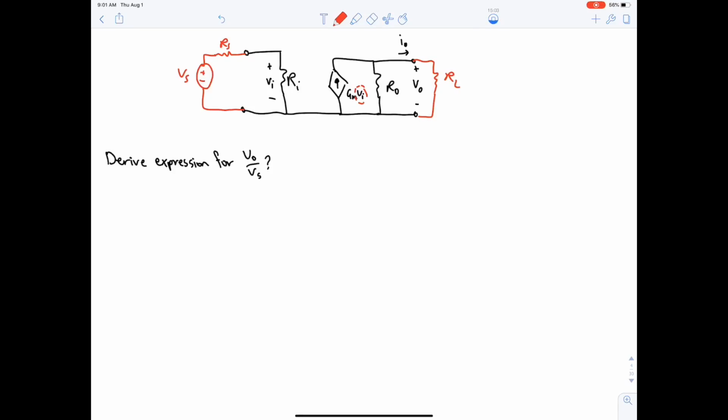Where do we start? We start from V output. We will say that V output is equal to... now we need V output, but we cannot do voltage division. It has to be a current division. So we have to start from I output. And what's the relationship between I output and V output? Ohm's law. So it will be I output RL. And then what's I output? Current division. GM V input R output over R output plus RL.